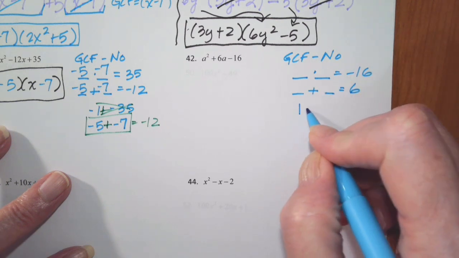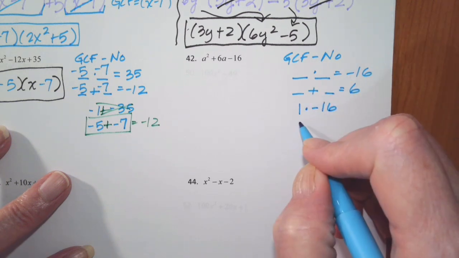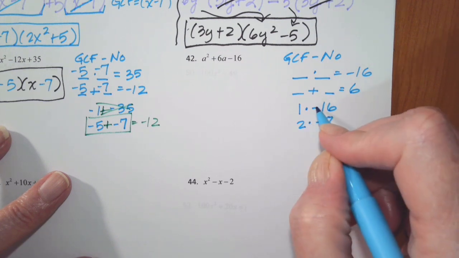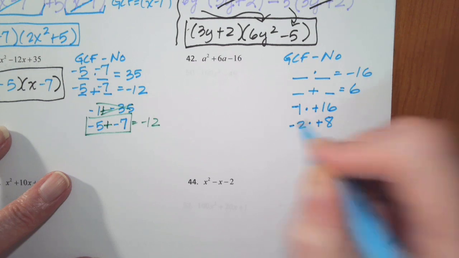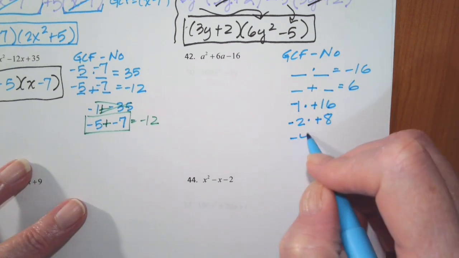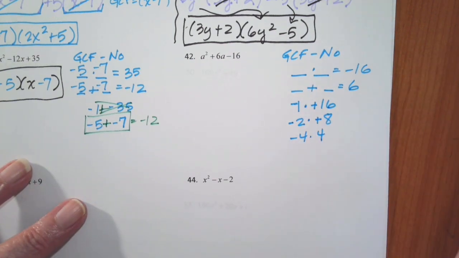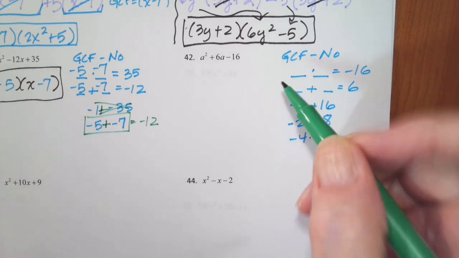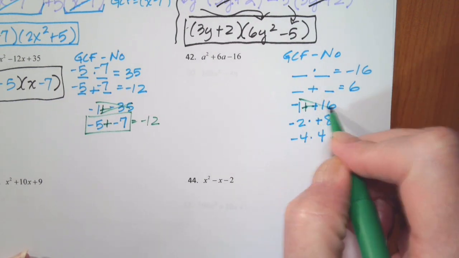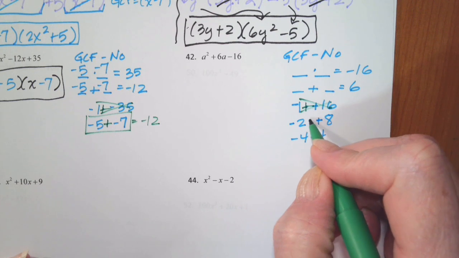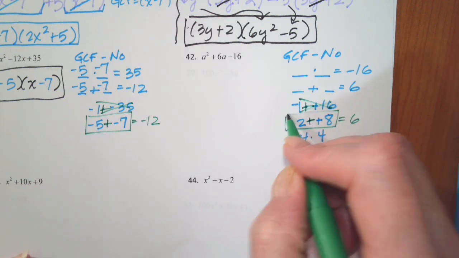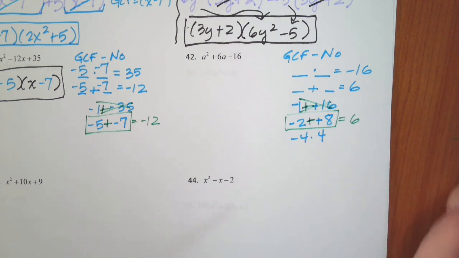So let's do 1 times negative 16, 2 times negative 8. I'm sorry, I had those backwards. And negative 4 times 4. Okay. The ones that work when I add them together to meet the other condition, negative 1 plus 16 is 15. Negative 2 plus 8 gives me 6. So these are the numbers that I'm looking for.